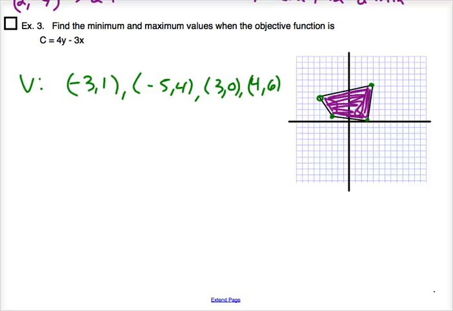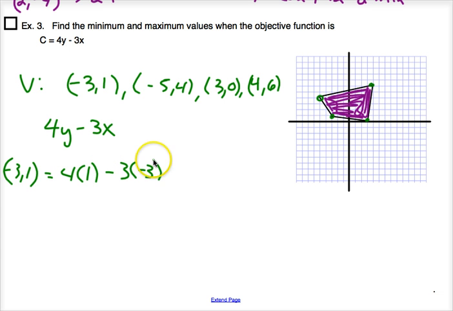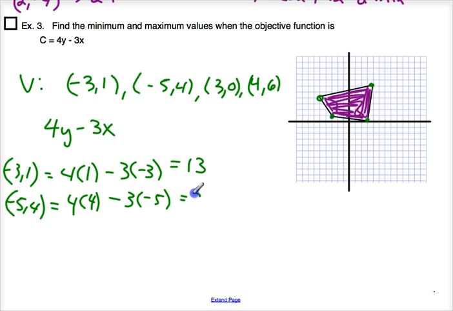Alright, if you pressed pause, here we are again. Here's how it should have went. I want to plug in 4y minus 3x. Hopefully you didn't get fooled. If you're plugging in -3, 1, it goes 4 times 1 minus 3 times -3, because actually 1 is y. I got the y first. So that would be 4 plus 9, 13. Now if I plug in -5, 4, that would be 4 times 4 minus 3 times -5. That would give me 31.